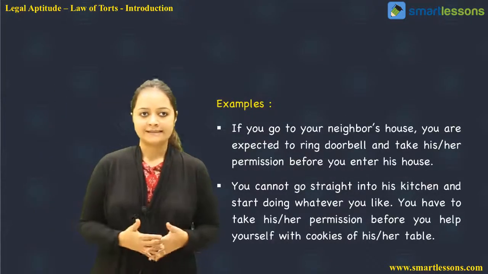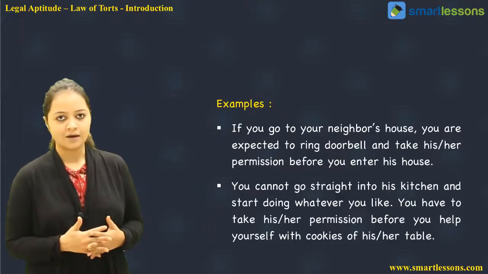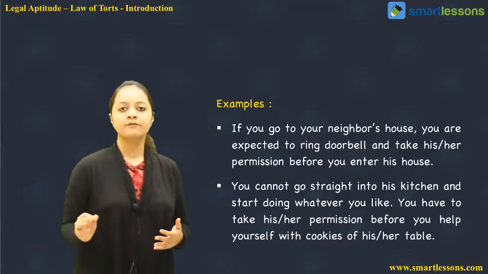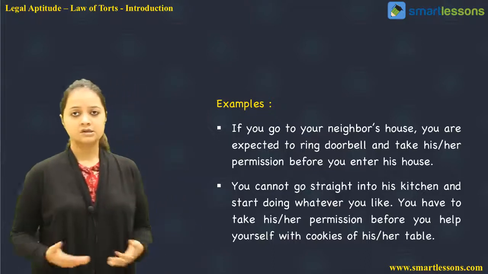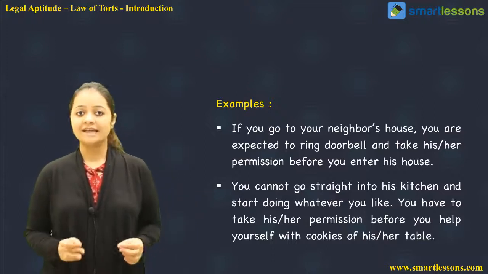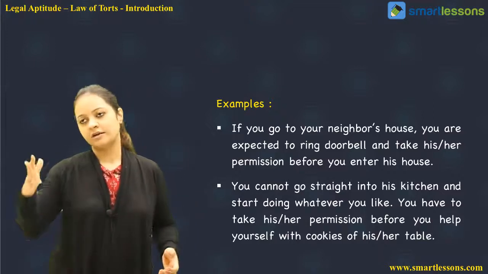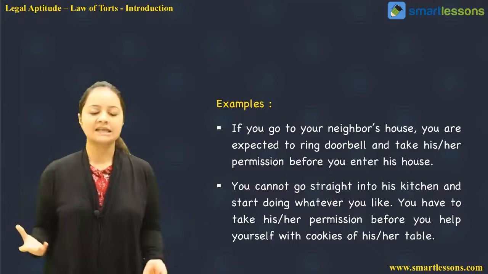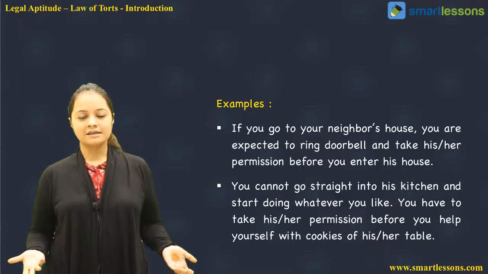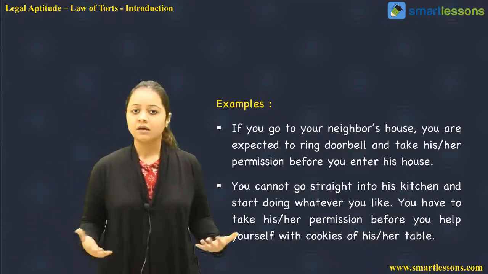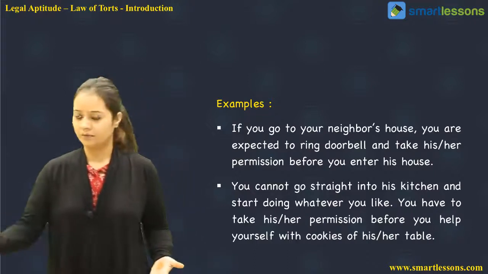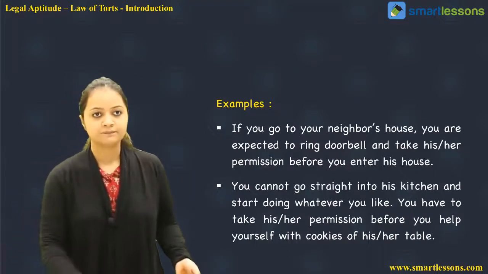Let's quickly look at an example. If you go to your neighbor's house, you are expected to ring the bell and take his or her permission before you enter his house. This is a normal thing, everybody follows it. You cannot go straight into his kitchen and start doing whatever you like. You cannot straight away bang into his kitchen, open his fridge and start eating his vanilla ice cream. Is this how we need to behave in a civilized society? No. You take his permission before you help yourself with the ice cream in the fridge.